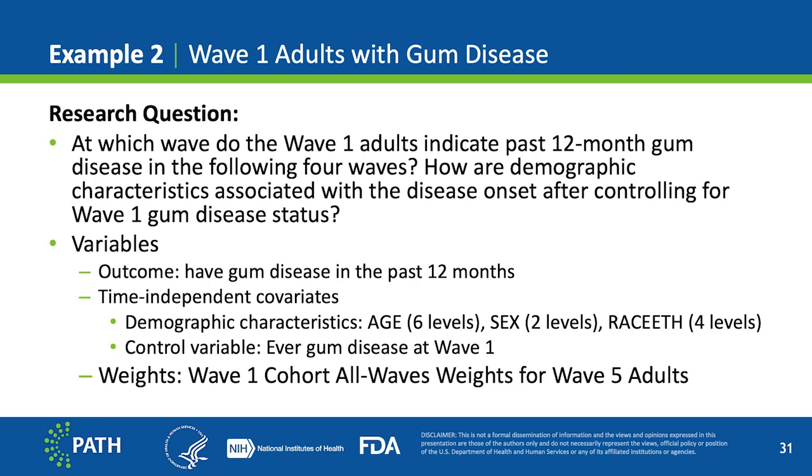While we explore the association of those demographic characteristics, we would like to control for the fact that some people probably already had gum disease before the study started. That's why we have included a control variable for whether people report that they ever had gum disease at wave 1. Again, for the weights, we are using wave 1 cohort all waves weight for wave 5 adults, because we are tracking those people through all 5 waves.